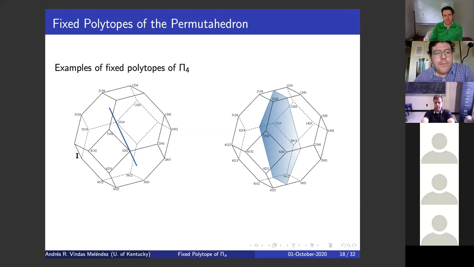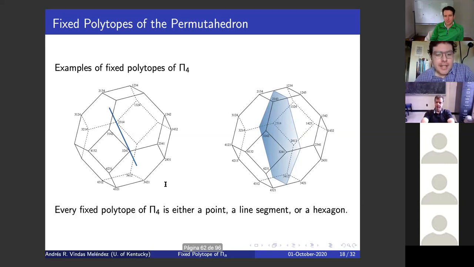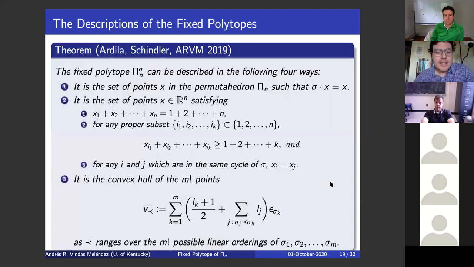And now if you're an observant person, you can see that this is a line segment and this is a hexagon. And so does that always happen? For the 4 permutahedron, all fixed polytopes can either be a point, a line segment, or a hexagon. Now the question is, is that true for any permutahedron? Do we get something that mimics this? It turns out yes.